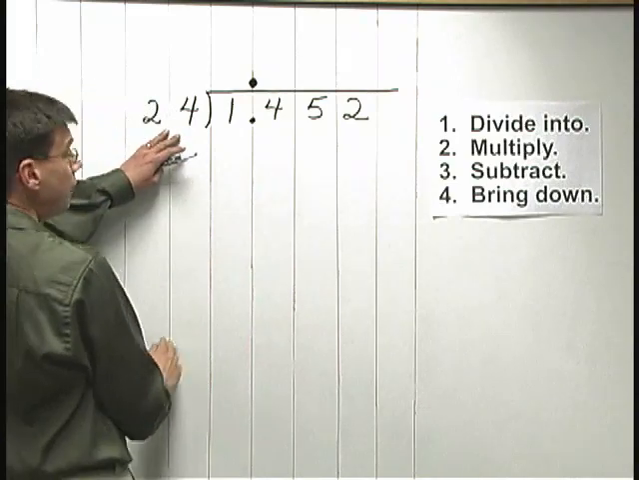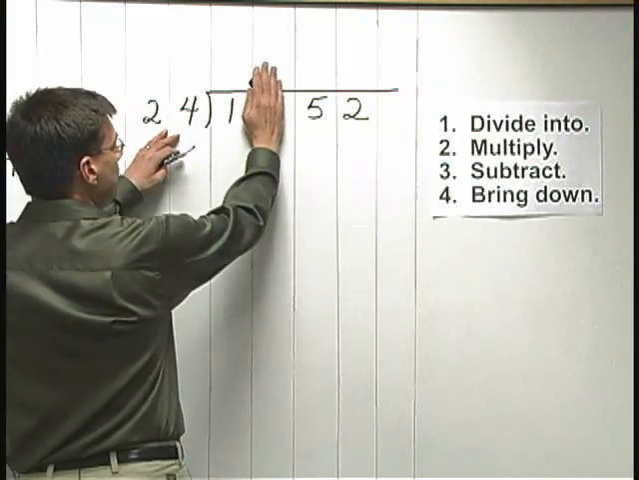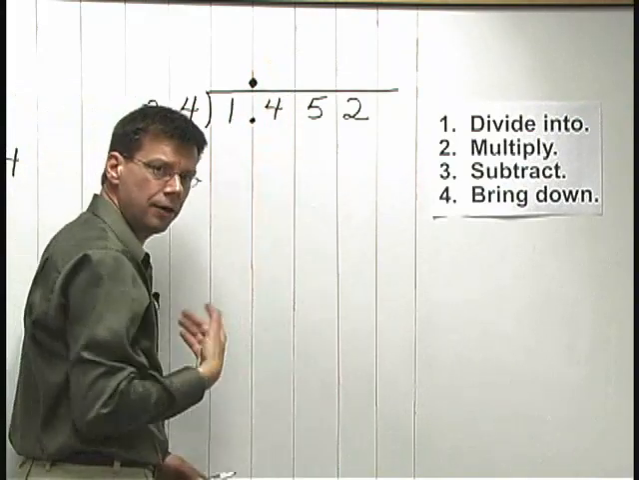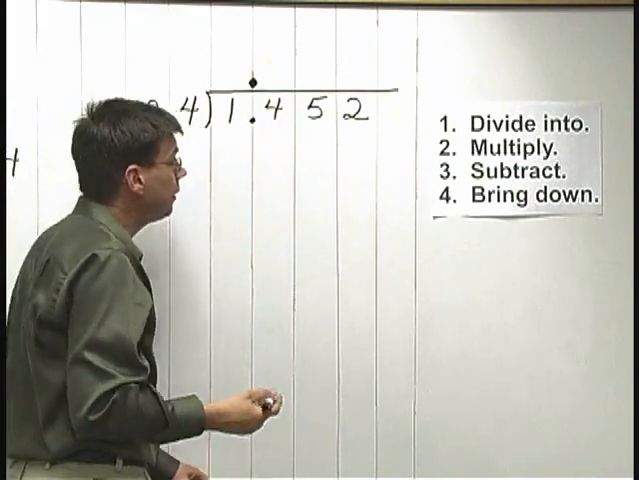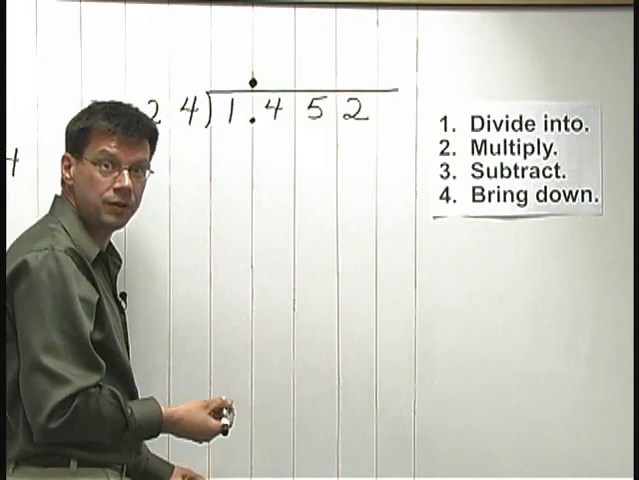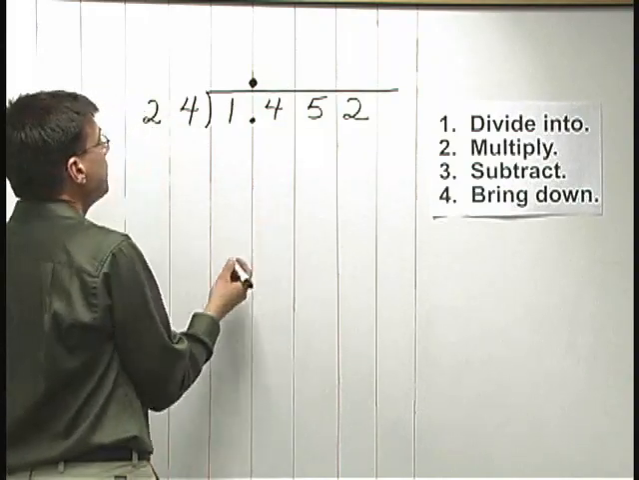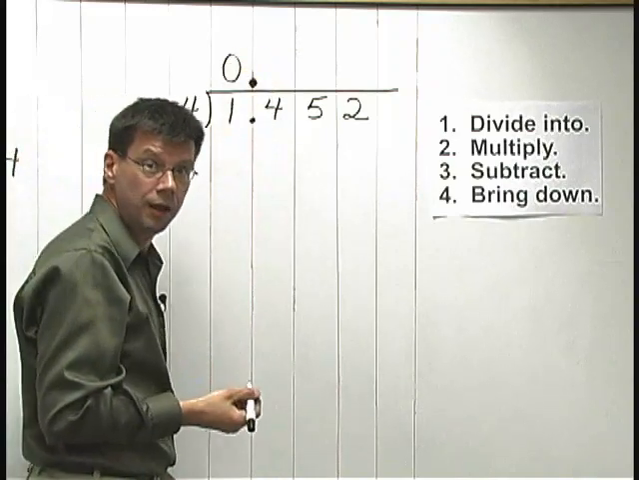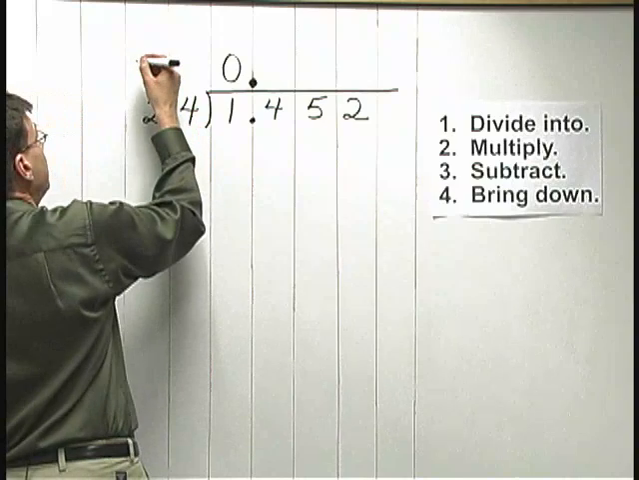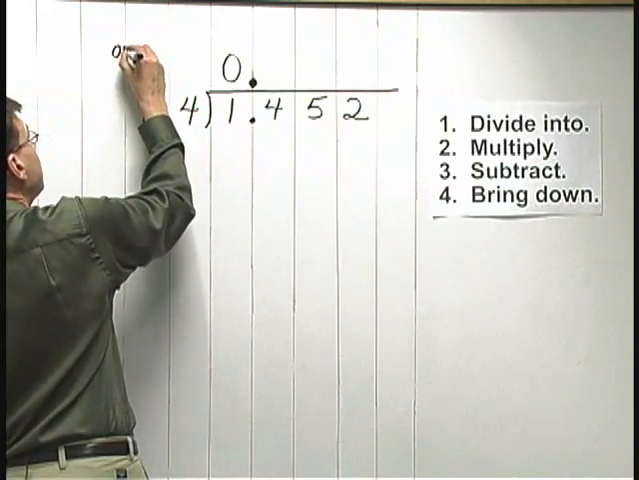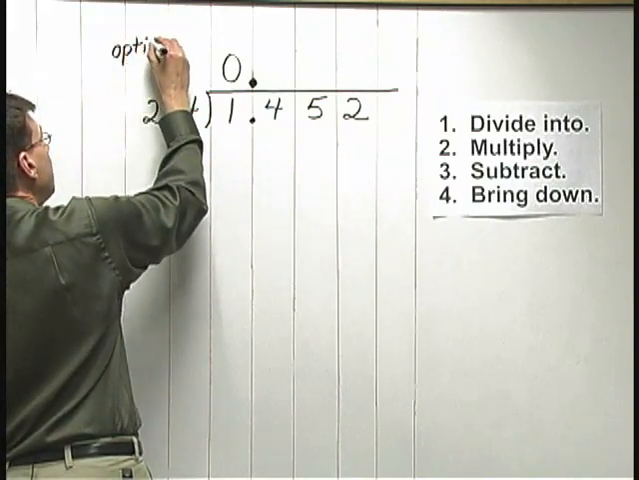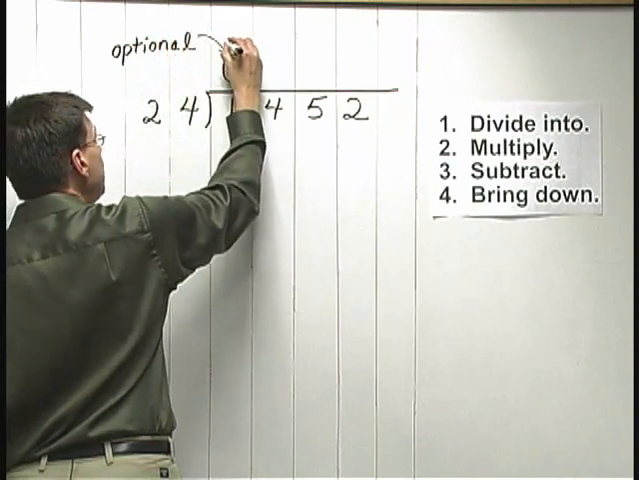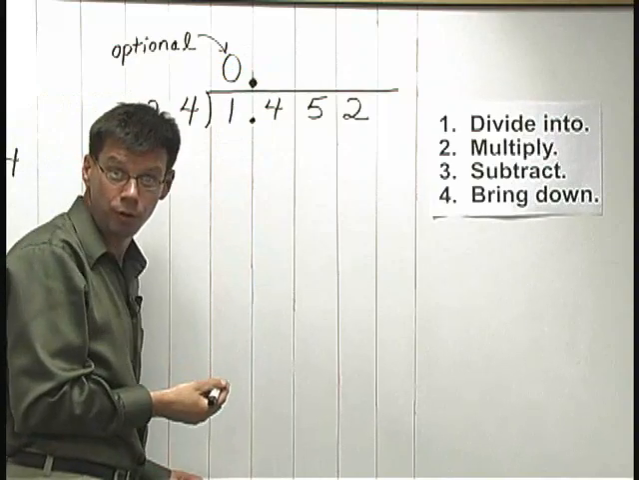So for divide into, I ask myself, how many times does 24 go into 1? Now, 24 doesn't go into 1 even one time. In fact, it goes in 0 times. Some people like to write a 0 up above in this position. That 0 is optional. It's not required. But if you like to put the 0 there, it's fine to do it. You can decide whether you prefer to write it or not.